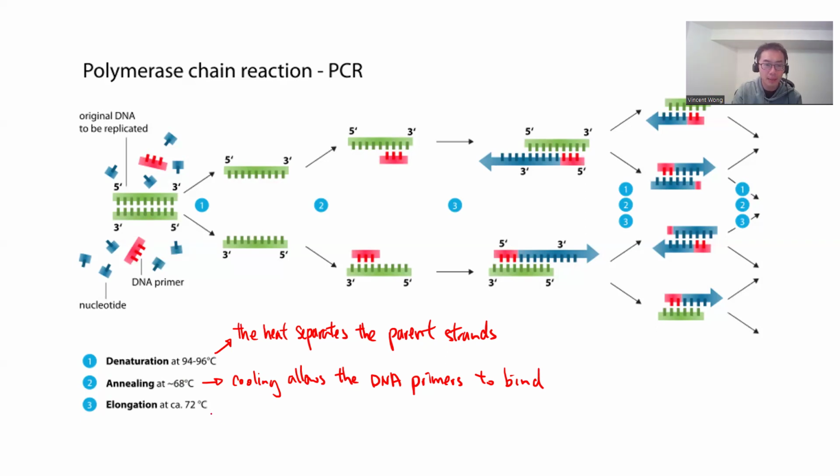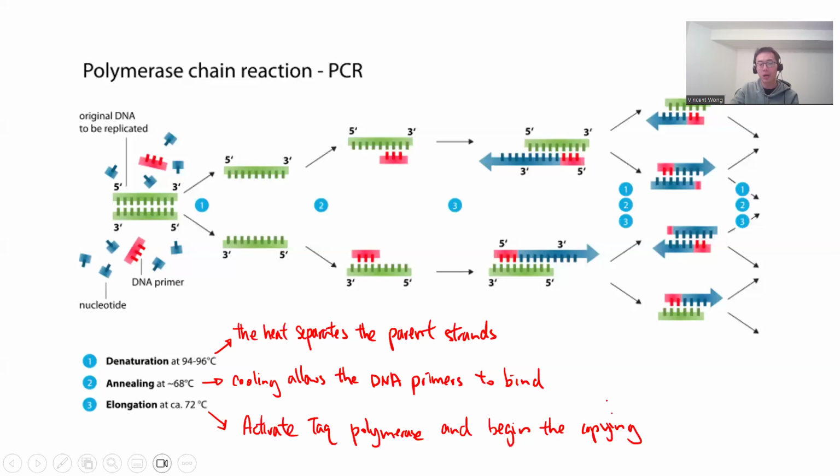And then you want to heat it up a little bit again. Okay, not too much, just a few degrees higher. This will activate Taq polymerase and begin the copying. Remember these Taq polymerases are taken from hot spring bacteria, so they won't turn on unless it's hot enough, right? So you crank it up to 72.